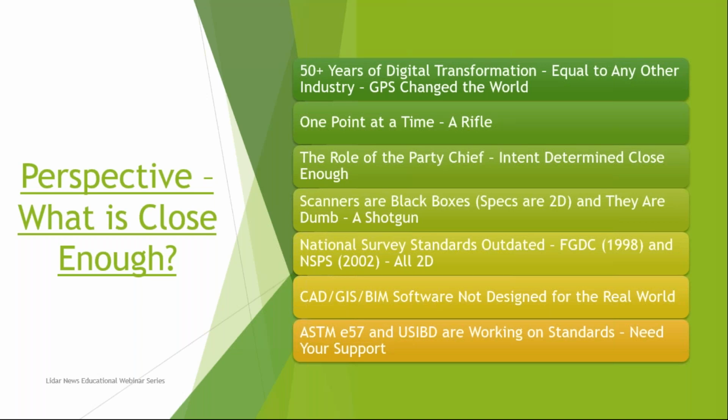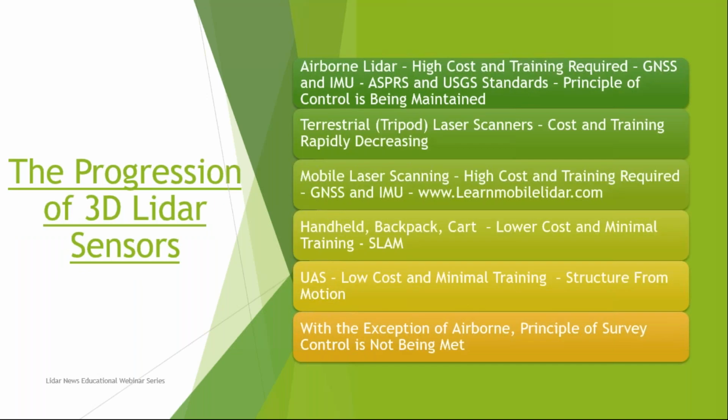ASTM E57 and the USIBD are steps in the right direction, but much more work needs to be done. As you will see, these are complicated problems that the industry is not addressing. More on that in a couple of slides.